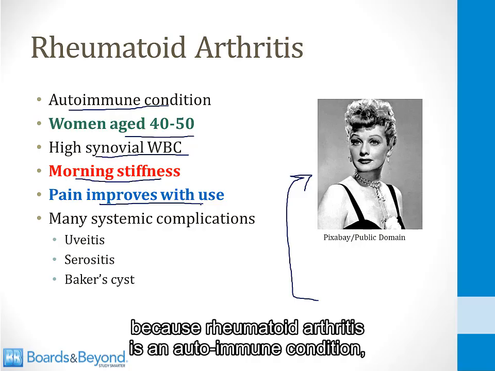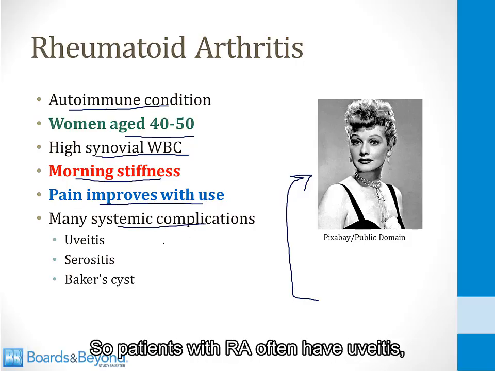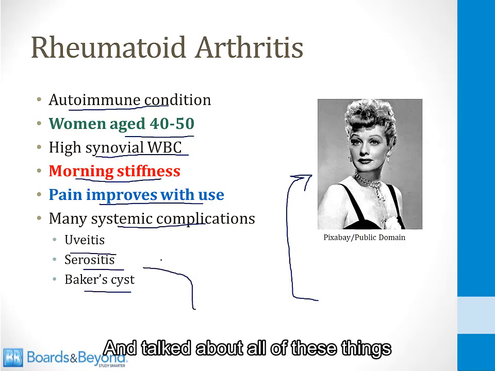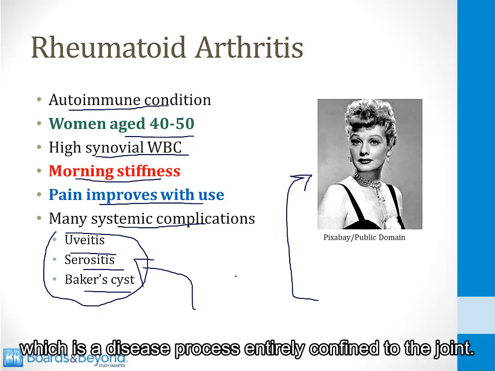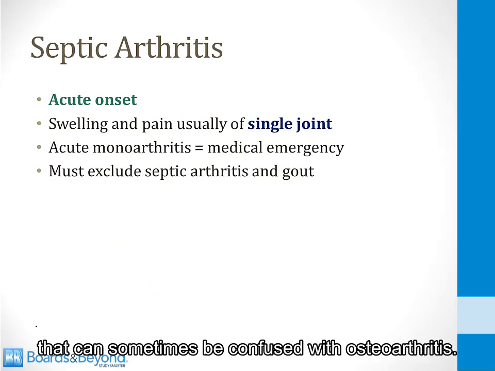And then finally, because rheumatoid arthritis is an autoimmune condition, it has many systemic complications outside of the joints. So patients with RA often have uveitis, serositis, Baker's cysts, and I talk about all of these things in the video in immunology, but you shouldn't see any of this stuff in osteoarthritis, which is a disease process entirely confined to the joint. Septic arthritis is another arthritic condition that can sometimes be confused with osteoarthritis.